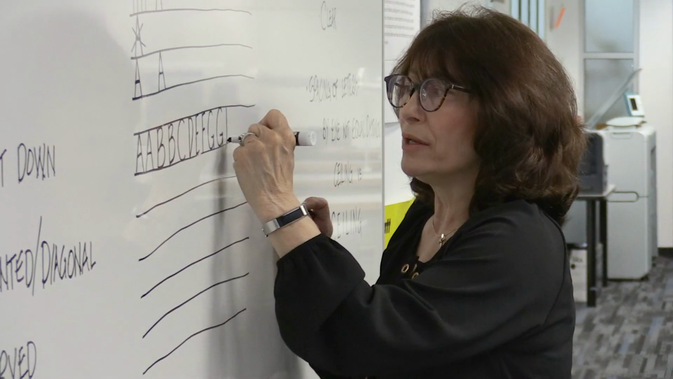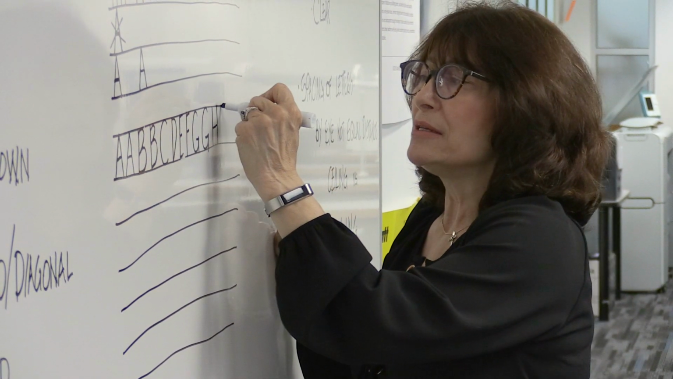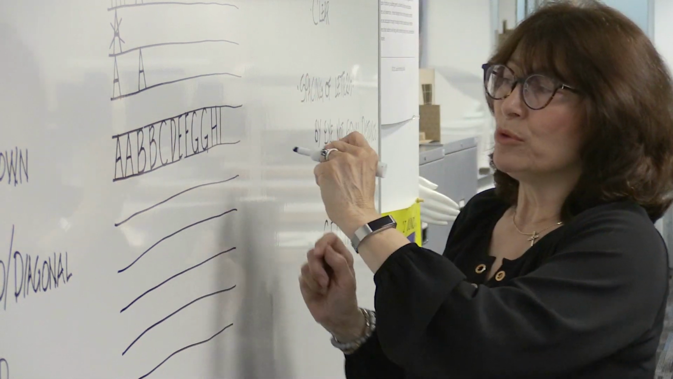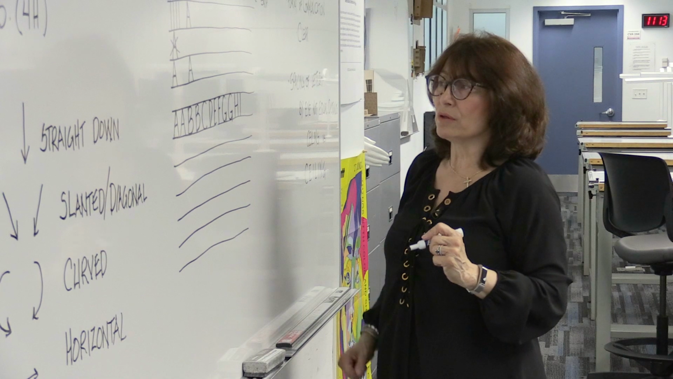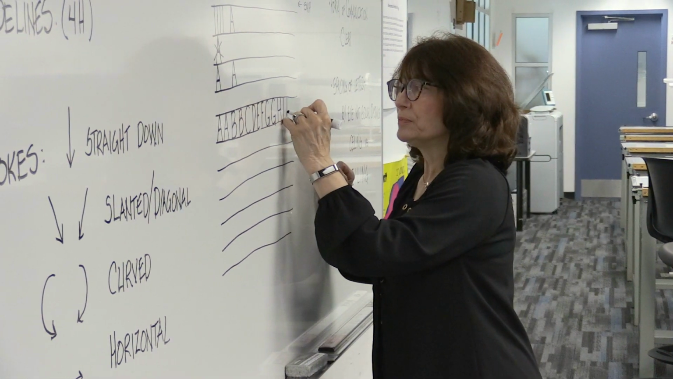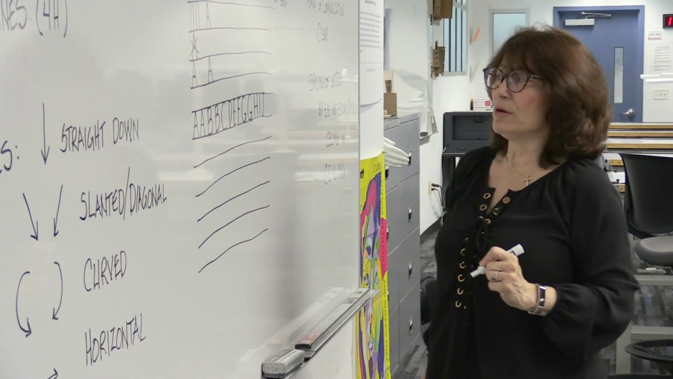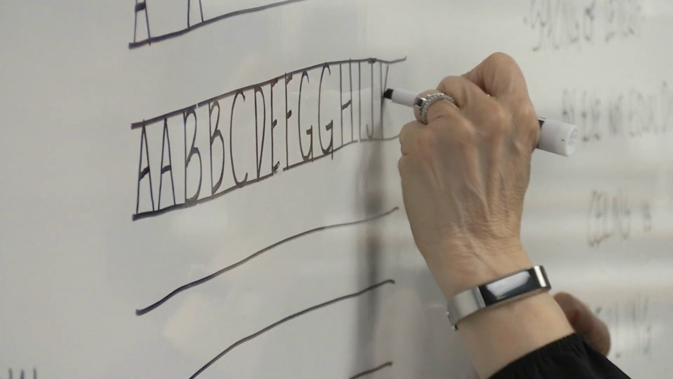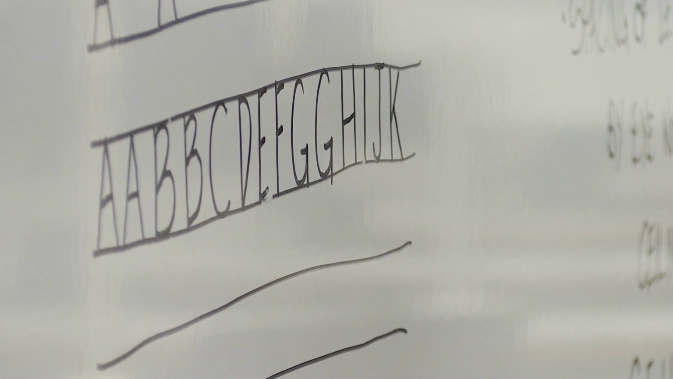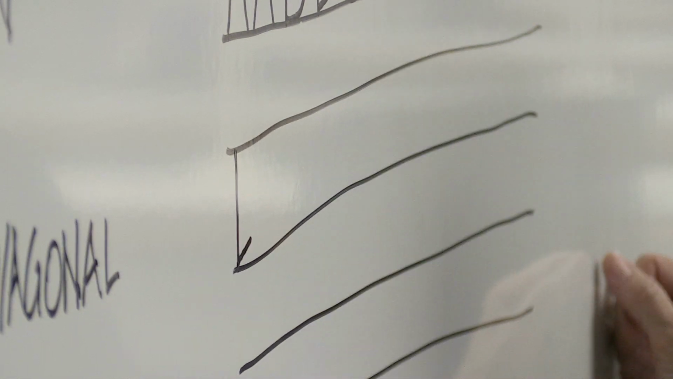H, 1, 2, 3. Our I is a single line. You do not have to put the horizontal on the top and the bottom. It's just one vertical line. J, you can put that horizontal.